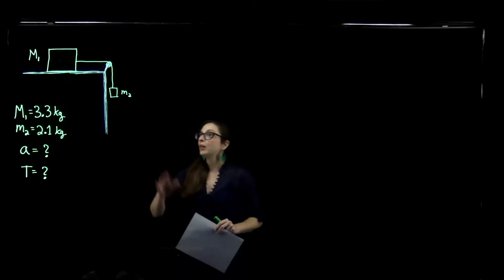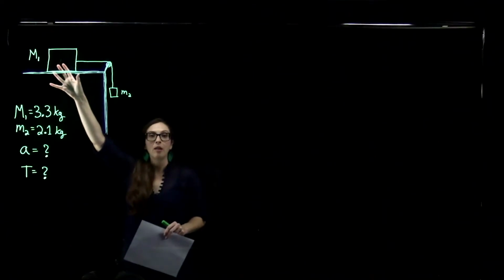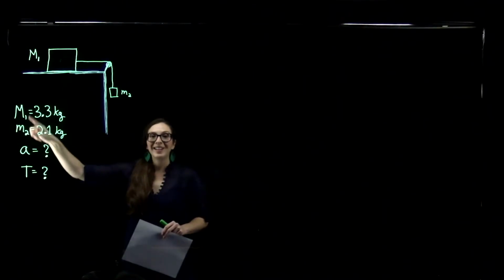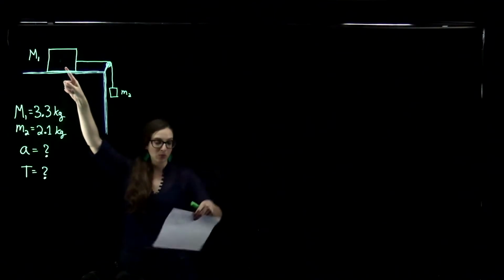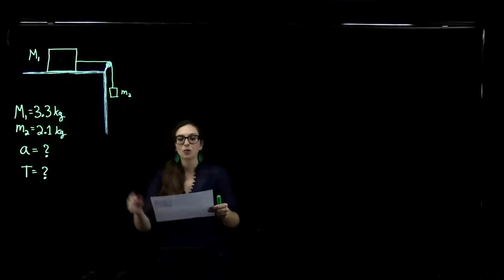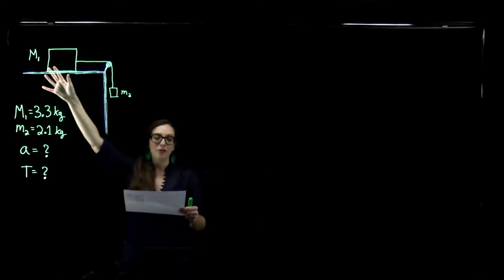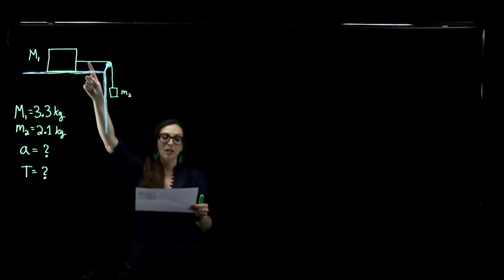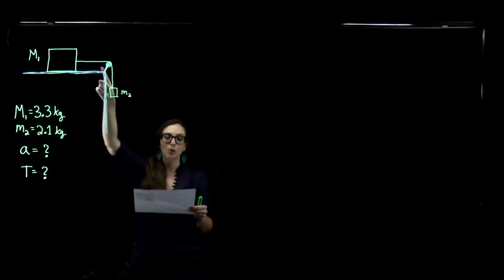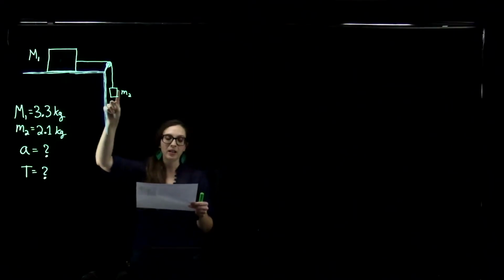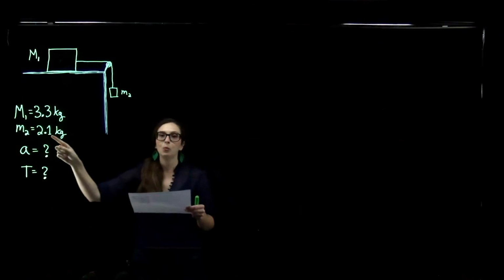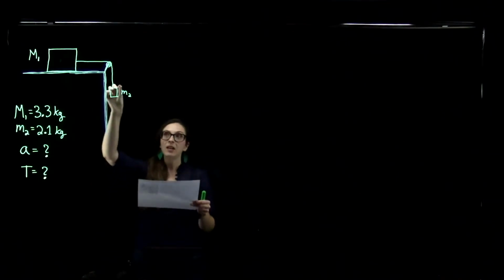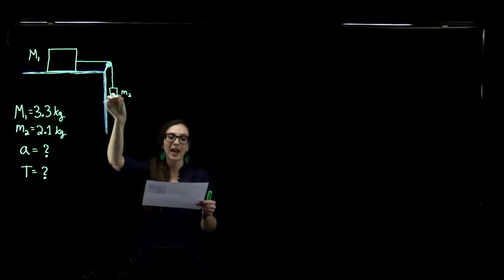Here we have a block that I'm calling capital M. This block has a mass of 3.3 kilograms right here. And this block is free to move along a frictionless surface. And it is connected by a cord that goes over a frictionless pulley right here, and that same cord is attached to a second block here of mass 2.1 kilograms, okay?